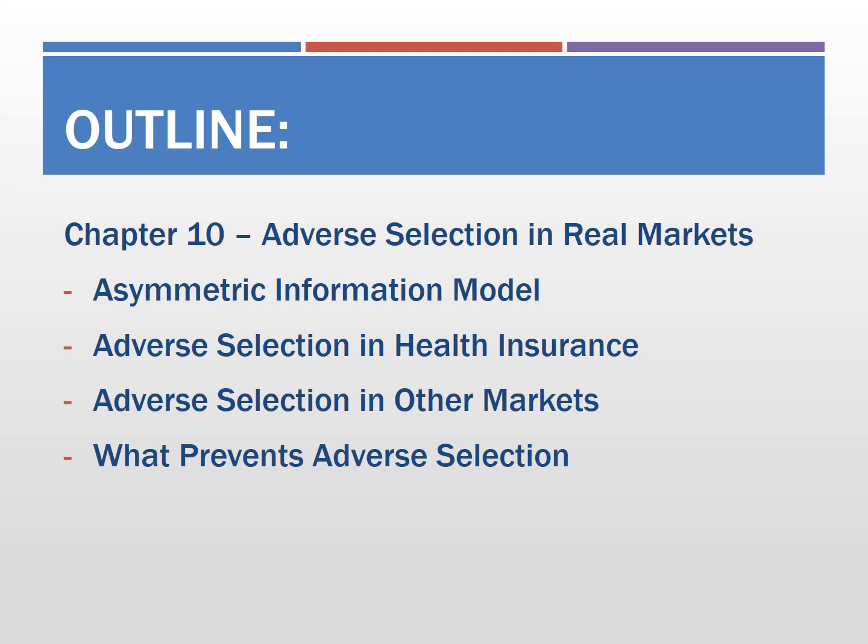To start with this chapter, we are going to go through the asymmetrical information model, and then we will talk about adverse selection in the health insurance markets. We are going to talk about some examples. And then we would like to show some evidence that also happens in other insurance markets related to adverse selection. At the end of this chapter, we would like to discover what prevents adverse selection from happening in insurance markets.